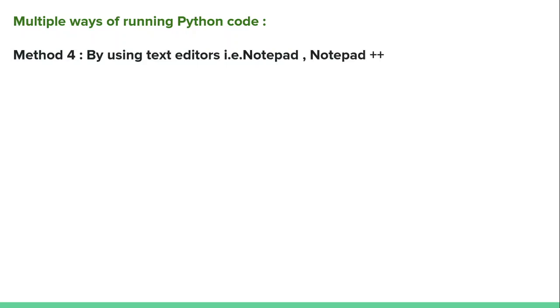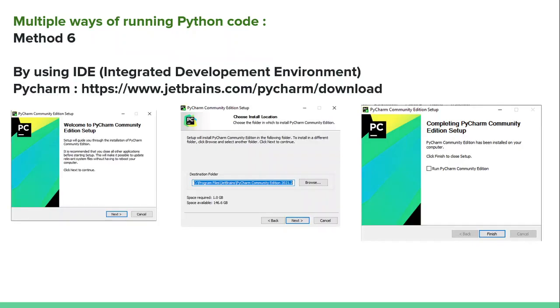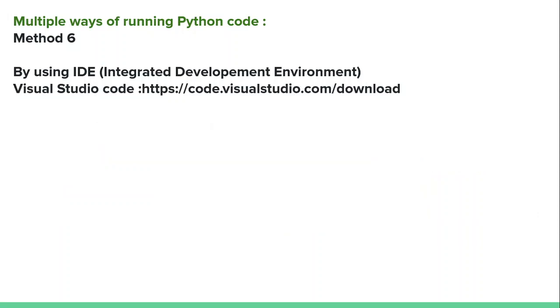Next, by using text editors like Notepad and Notepad++, in which we have written the code in our text editor files and then executed those files using the command prompt. The fifth way is by using online interpreters. There are multiple websites which provide online interpreters for Python. You can visit the website, add the Python code and execute it directly. And at last, we have seen how we can execute the Python code using different integrated development environments, for example PyCharm as well as Visual Studio Code.